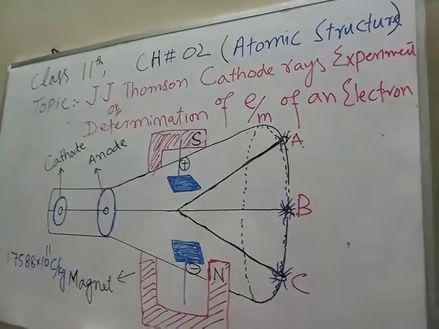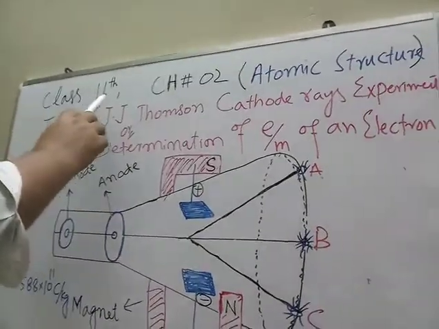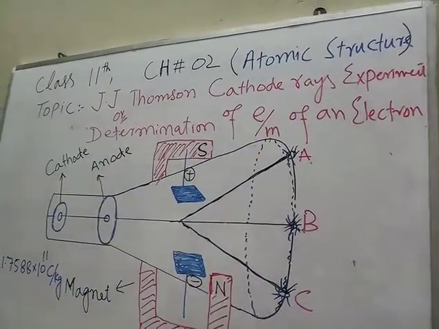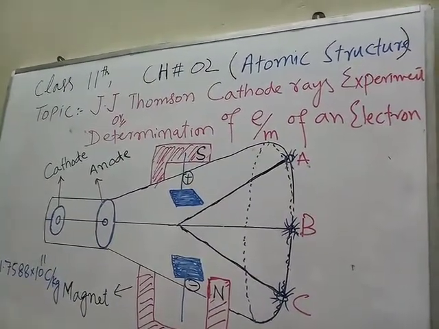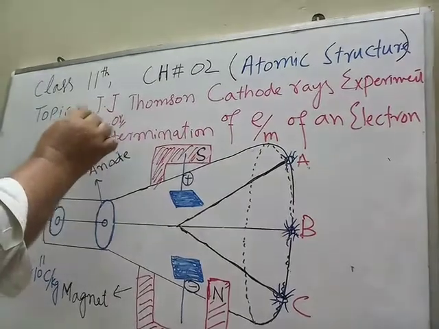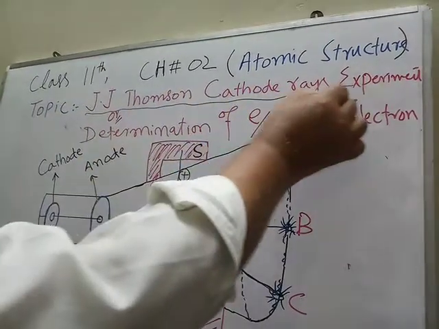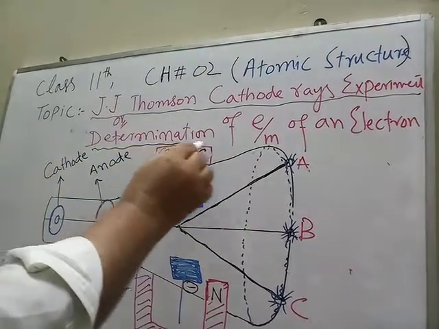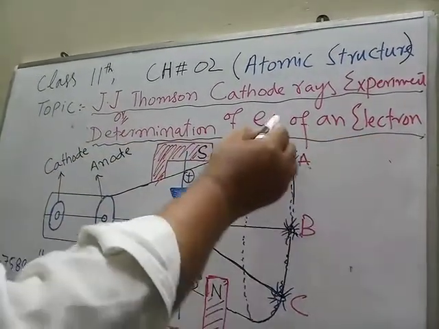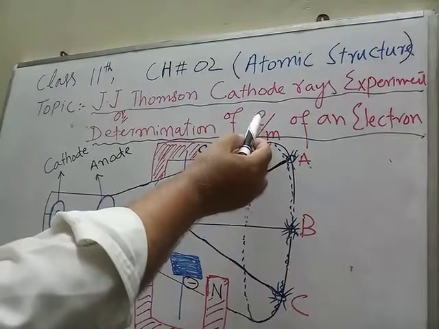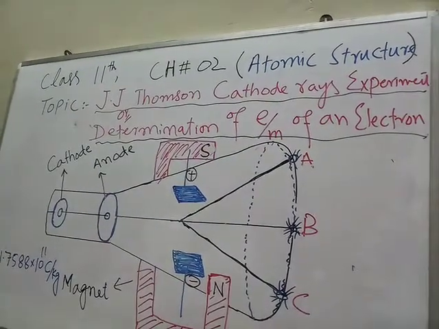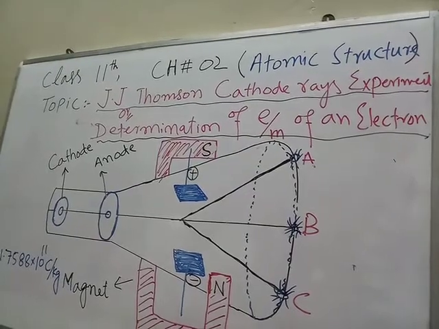Today we will discuss class 11th, chapter number 2, atomic structure. My topic is J.J Thomson's cathode rays experiment. It is also called determination of e/m of an electron. e for charge, m for mass. This is also called the e/m ratio of an electron.